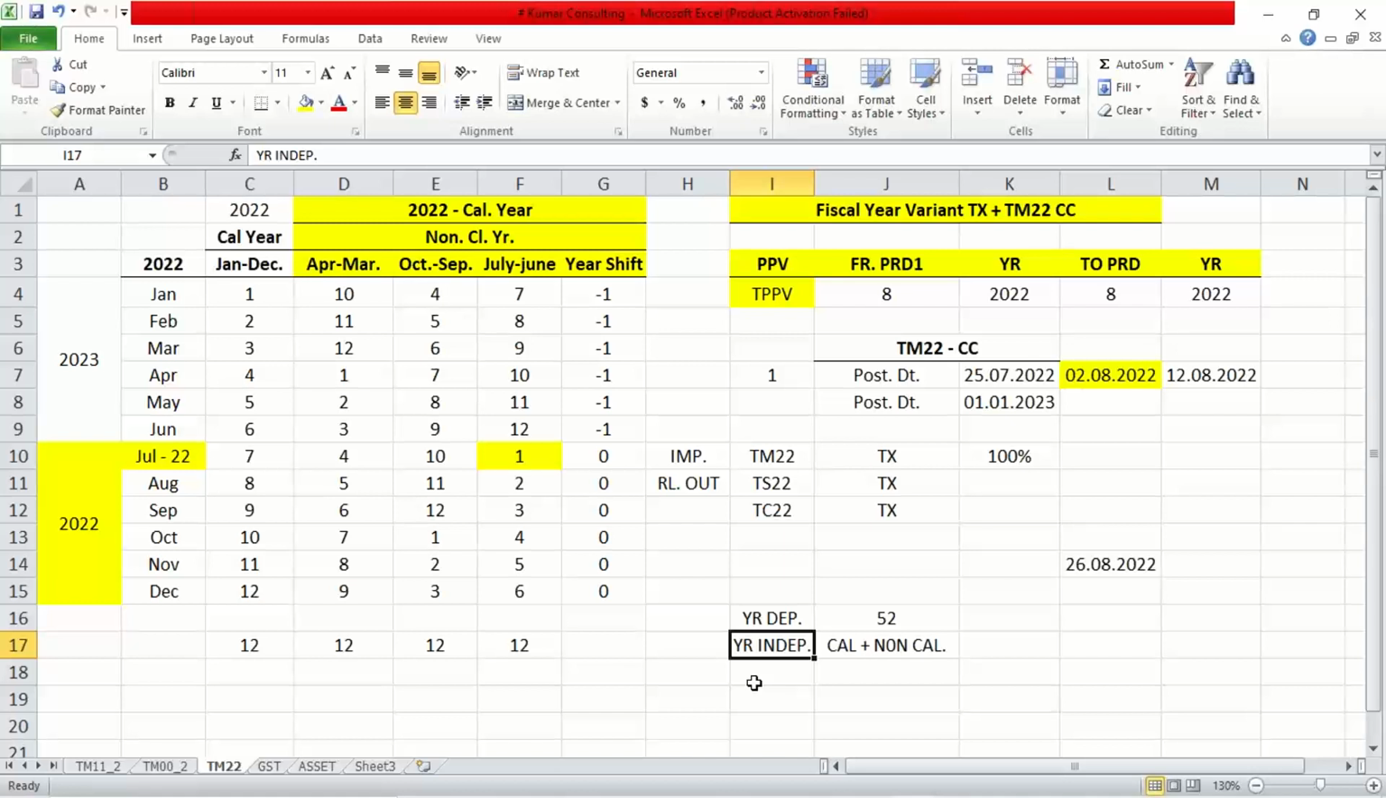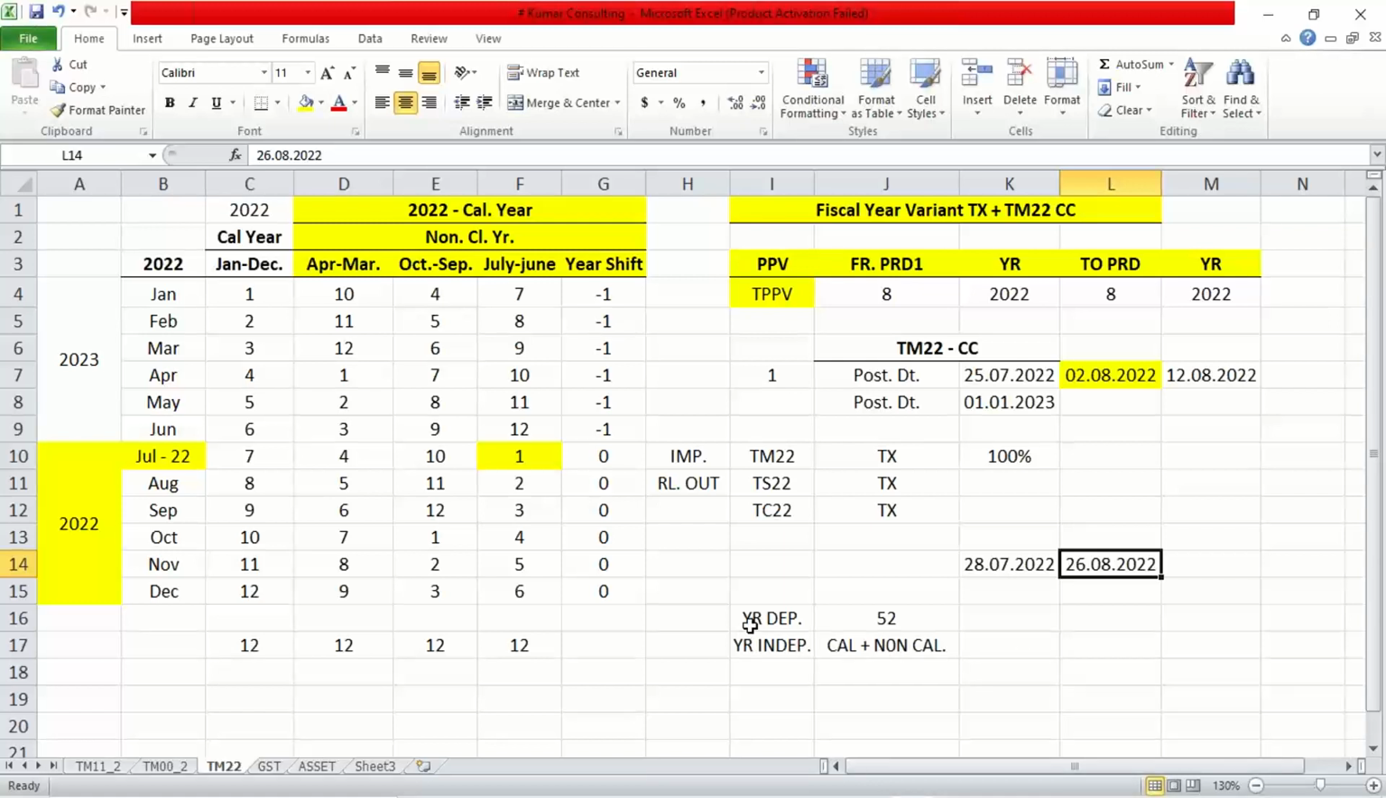Where is the problem? The problem is year dependent. Year dependent means every time the period start date and period end date are going to be different. Every time, in the sense, this year the August period started from, let's suppose, 28th of July, right? From 28th of July onwards, the August period started and ended on 26th. Maybe next year it is going to start on 27th of July.